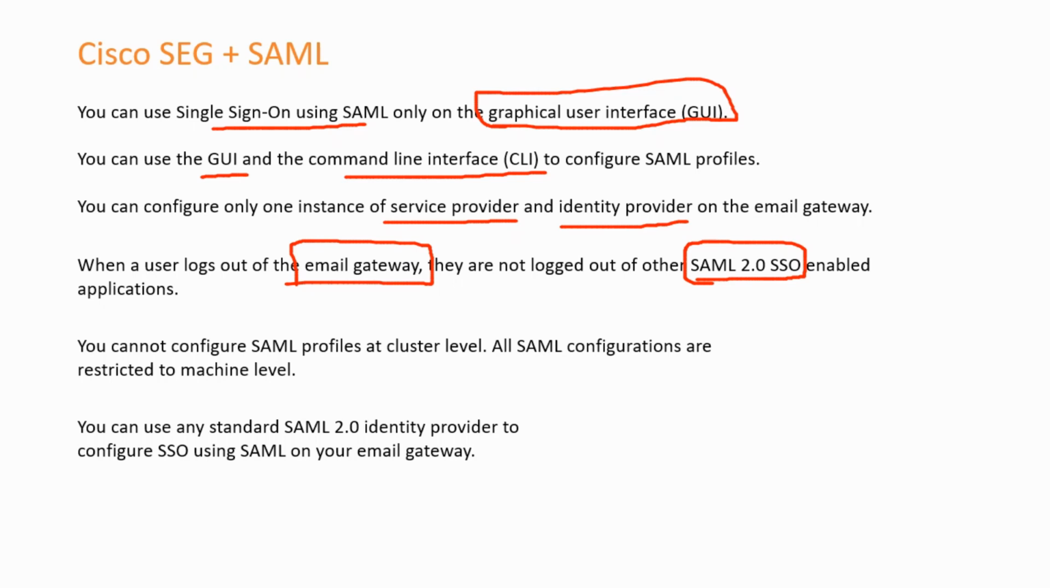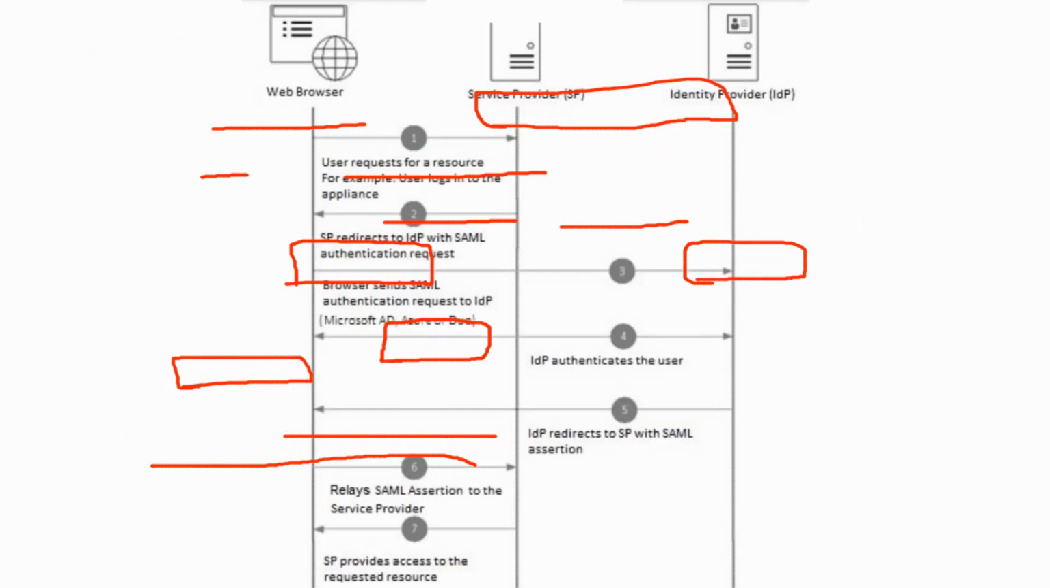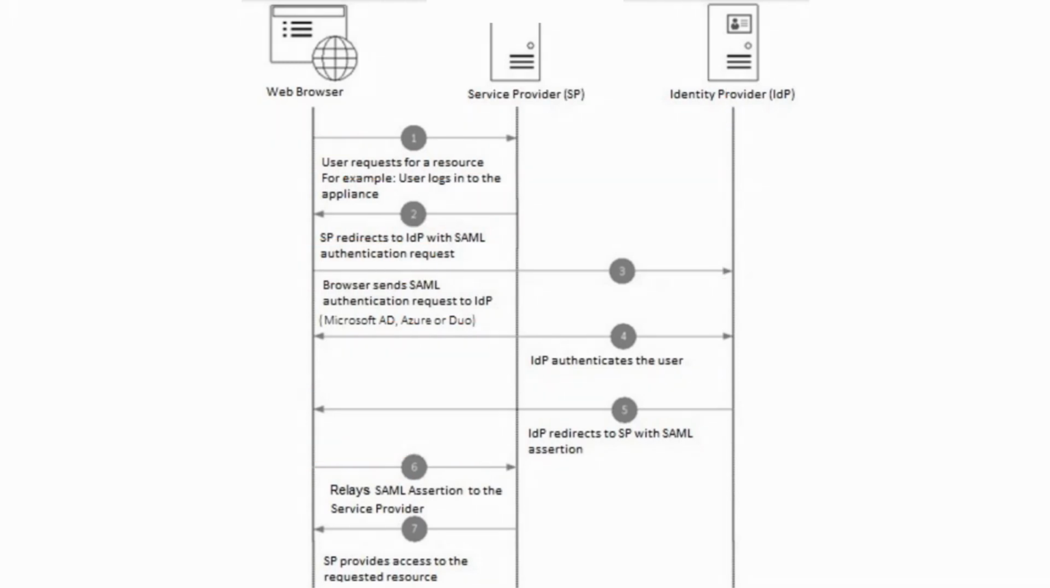Okay, so you cannot configure SAML profiles at the cluster level. That's restricted to the machine level, those configurations. And you can use any standard SAML 2.0 identity provider to configure SSO using SAML on your email gateway. So it's not really just restricted to these that I had mentioned right here, as you can see, the Microsoft AD, Azure, or Duo.